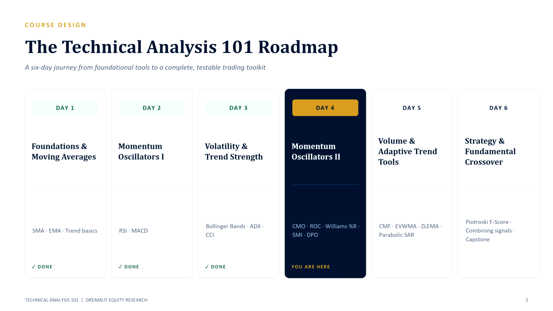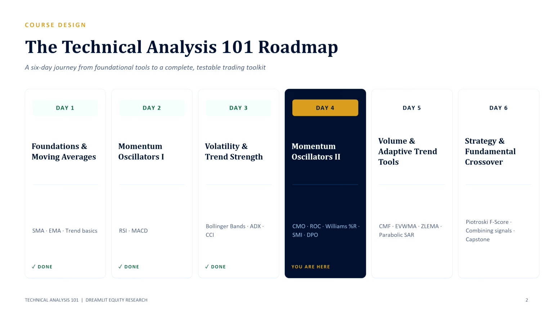A quick reminder of where we sit in the 6-day arc. Day 1, complete, gave you foundations and moving averages, the simple and exponential moving averages, and basic trend concepts. Day 2, complete, gave you momentum oscillators 1, RSI and MACD. Day 3, complete, gave you volatility and trend strength, Bollinger Bands, ADX, and the Commodity Channel Index. Day 4, where we are right now, is Momentum Oscillators 2, the Chande momentum oscillator, rate of change, Williams percent R, the stochastic momentum index, and the Detrended price oscillator.